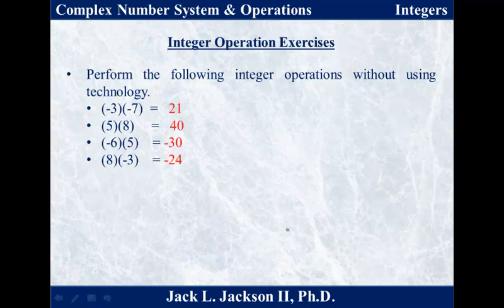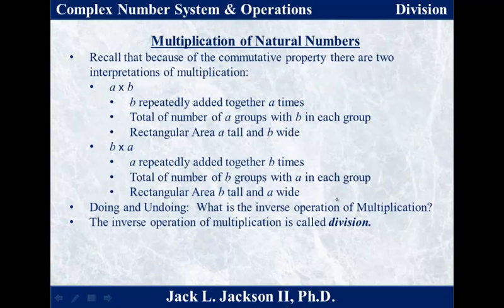Well, let's see. Negative 3 times negative 7. It'll be 3 times 7 is 21. We have two negatives, makes it positive. 5 times 8 is 40, both positive, so we get a positive answer. Negative 6 times 5, 6 times 5 is 30. We have an odd number of negatives here, so we get a negative answer, negative 30. 8 times 3, 3 times 8 is 24, but we have one negative, so the total is an odd number of negatives, so we get a negative answer, negative 24.